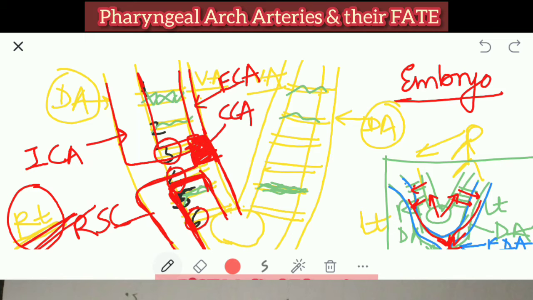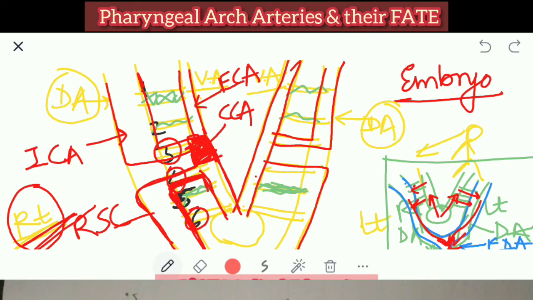Now coming to the left side. Same here also, this persists as, now see, this is the common carotid. Wait, I will tell you. Now this is the third arch. This is the third arch. So here you have the common carotid and this. And this is what develops into the arch of aorta.